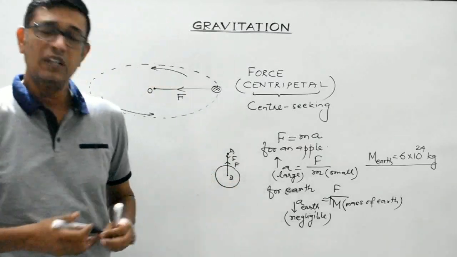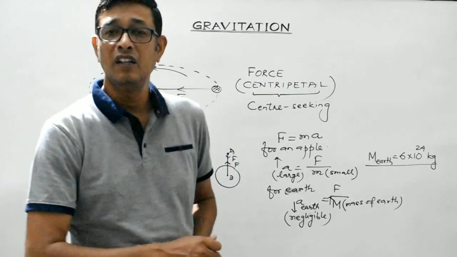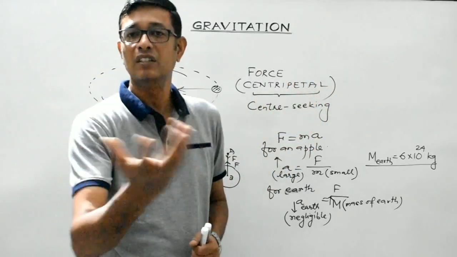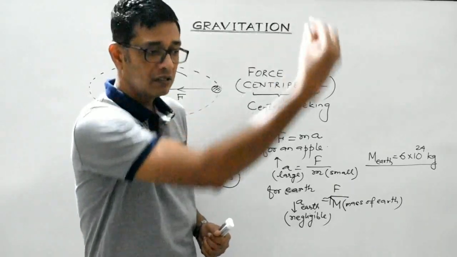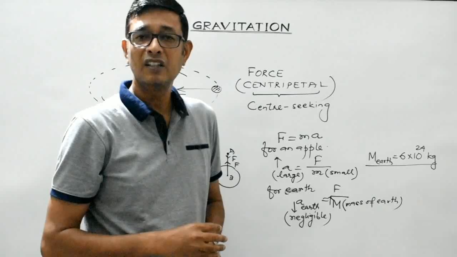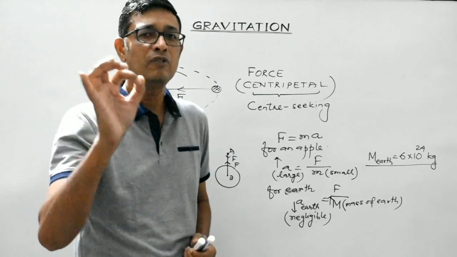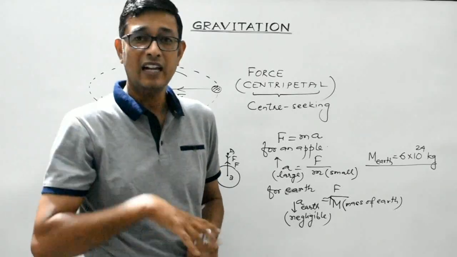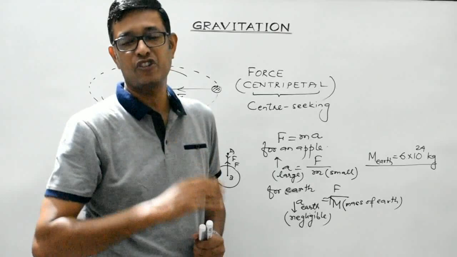So all the phenomena like revolution of all the planets including Earth around the Sun, revolution of satellites around the Earth, right? Then free fall of a body, that is again towards the Earth. These all are because of the same force. And that force which we are talking about is the force of gravitation.